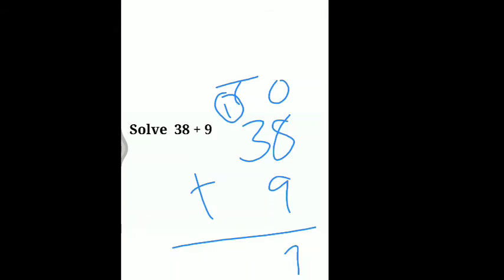In this 17, 7 is written in your ones place column. 1 is carried forward to the tens place column. Now 1 plus 3, 4. So the answer is 47.